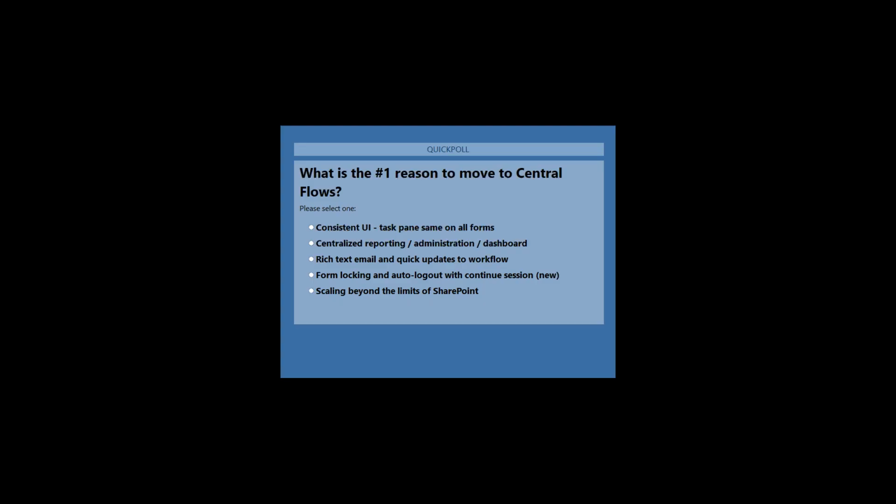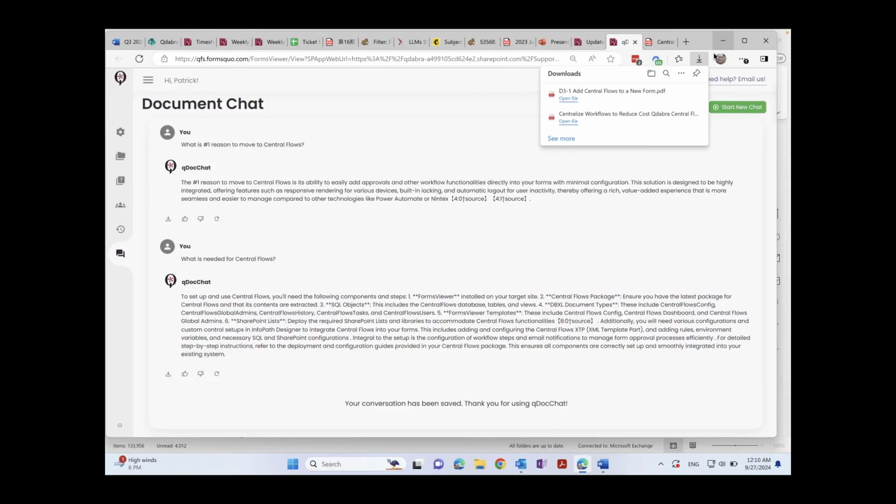So it looks like most of you have already voted. Thank you. About half of you are saying rich text email, about a quarter consistent UI, and about a quarter centralized reporting. So apparently those last two were pretty much unclear. Sorry about that. Okay, the last question is, what is needed to deploy Central Flows?